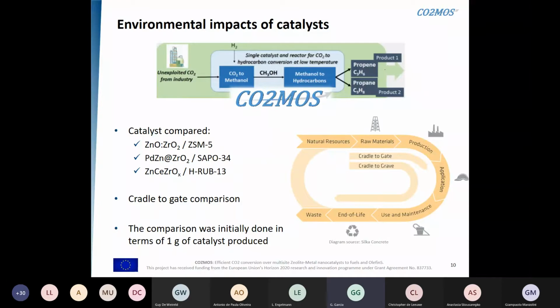So we did a preliminary environmental impact study of these catalysts. We compared the environmental impact of their production following a cradle-to-gate approach. So this includes the extraction of the raw materials and the production of the catalysts. Here, at the moment, we are still excluding the use of the catalysts and the end of life of the catalysts. So to make a fair comparison between the three catalysts, you have to choose the same functional unit for the three of them. So we initially set this as 1 gram of catalyst produced.